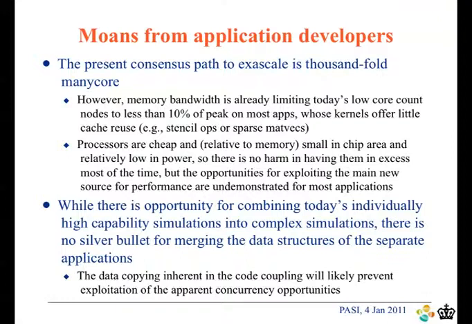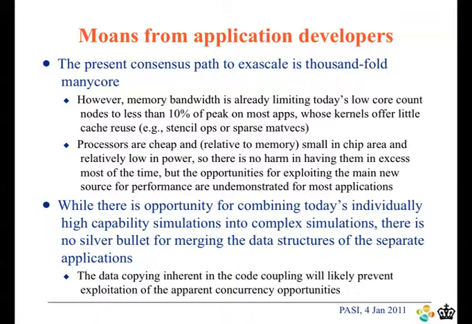Now, there are many moans coming from the application developers based on this outlook. So what are we talking about at the exascale? We're talking about a mega node, gigahertz, kilocore, right? Mega node, 10 to the 6th nodes, gigahertz, 10 to the 9th operations per second, kilocore, 10 to the 3rd cores per node. Memory bandwidth is already limiting at today's low core count, and it's only getting worse.